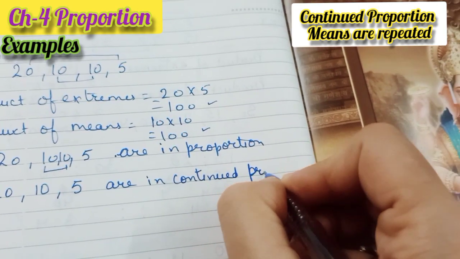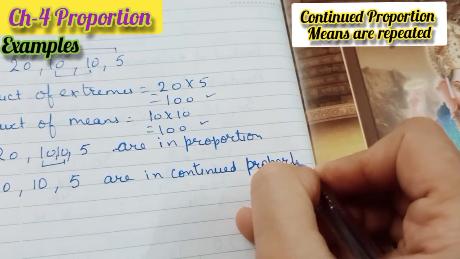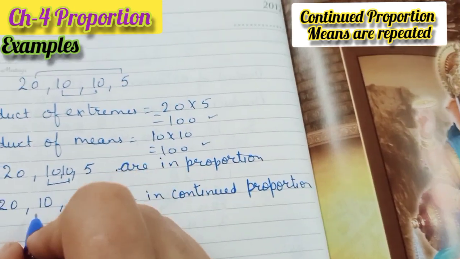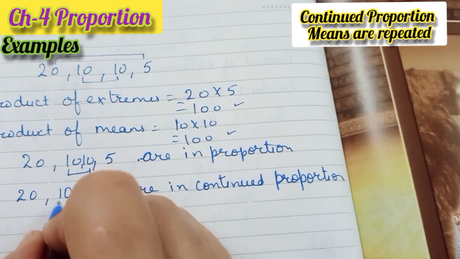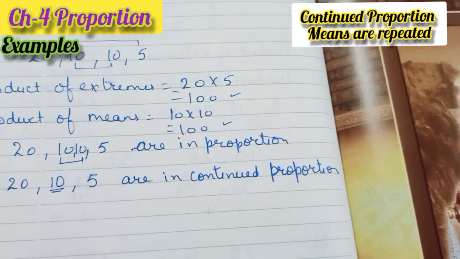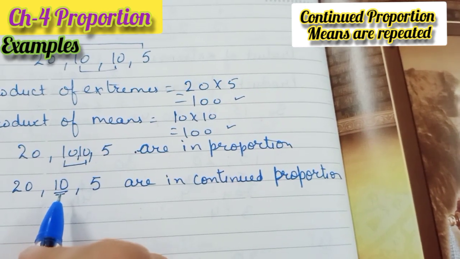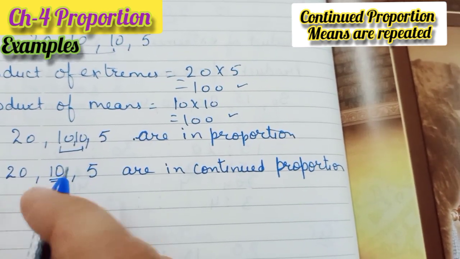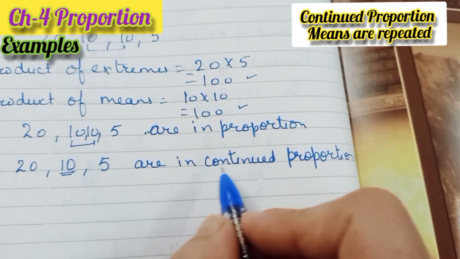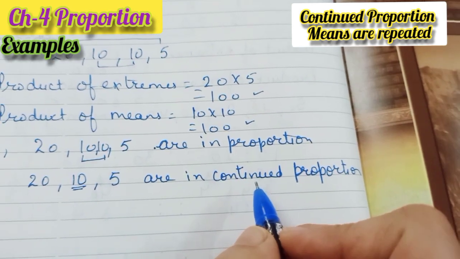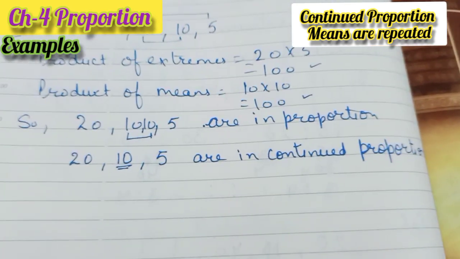proportion, and we write the means one time only. When means are continued, means repeated, then we will write the means one time and we say that they are in continued proportion.